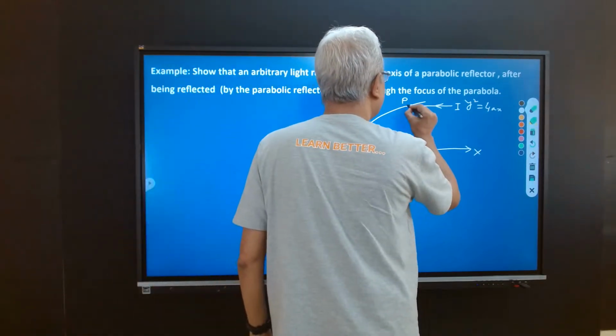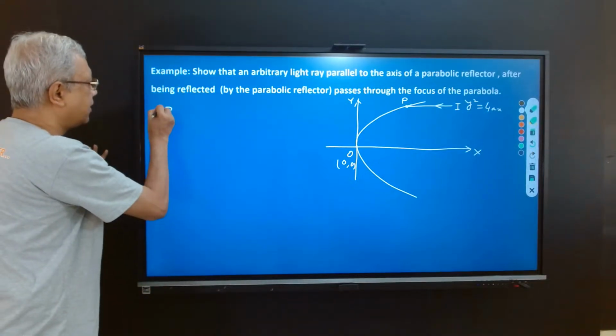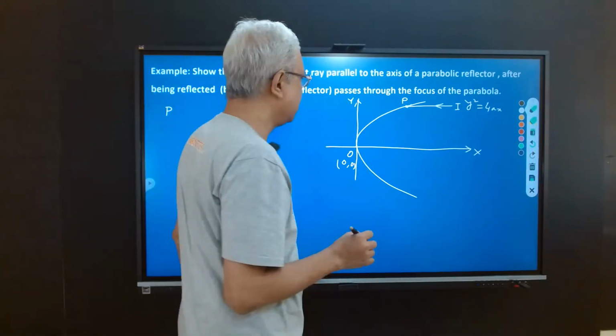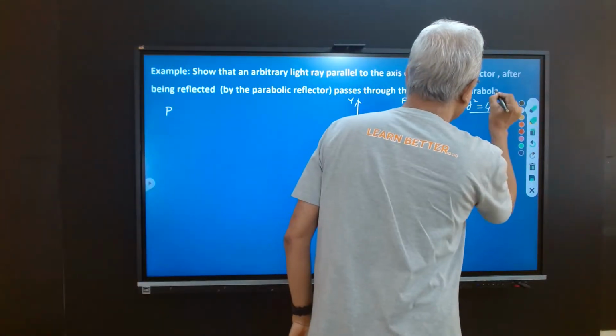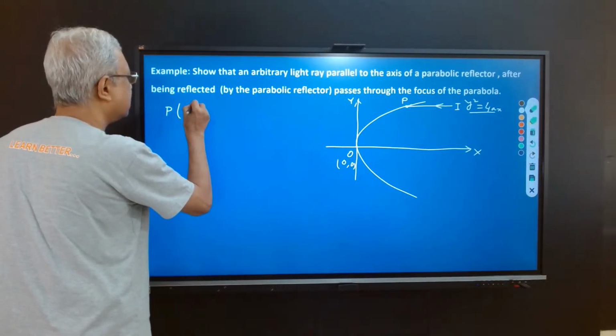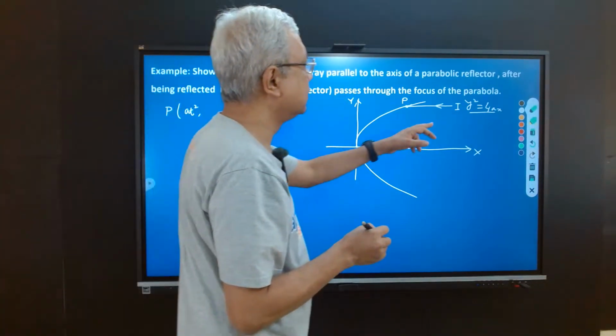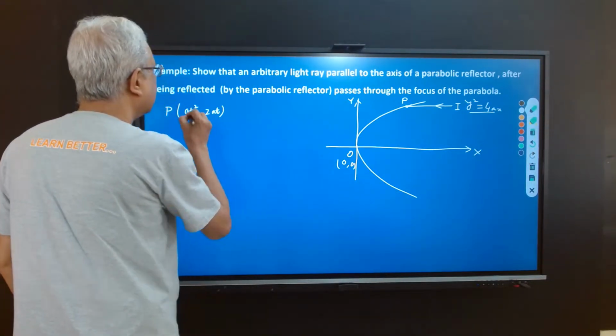Now the coordinate of P, let us take in parametric form. If y square equal to 4ax is the equation of the parabola, then I can write it as (a t square, 2 a t).